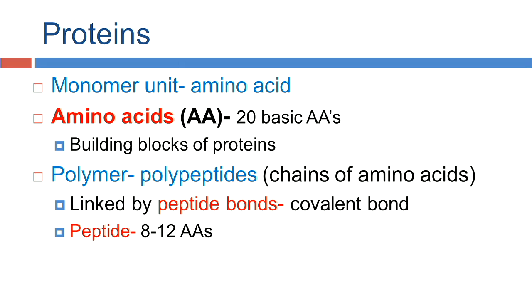If you have just a couple amino acids, it's called a peptide, like maybe 8 to 12. Okay, don't memorize that number. It's just a couple of them. You'll see that term sometimes in a scientific journal or in a protocol. It'll say a peptide. It's just a couple amino acids. Polypeptides are referred to as a protein. So you could say polypeptide, you could say protein.